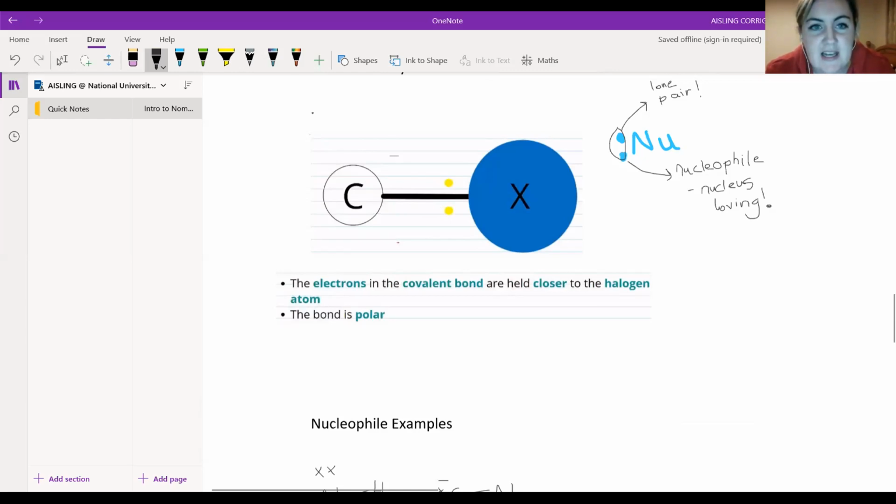electron deficient. So the carbon becomes more electron deficient, and this in turn causes it to have a partial positive charge, delta plus. And because this is hogging the electron, this is very electron rich.